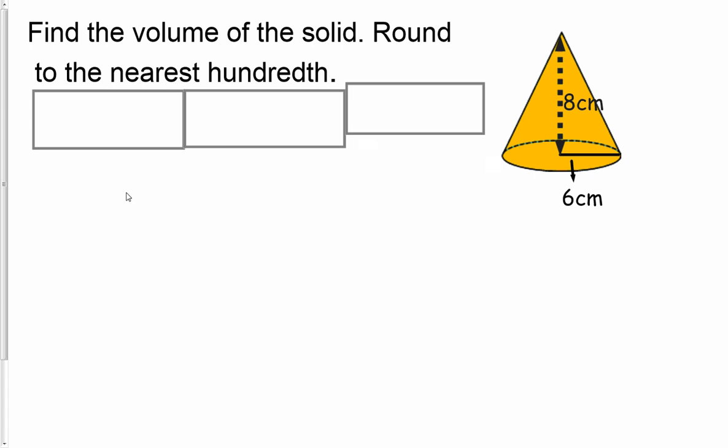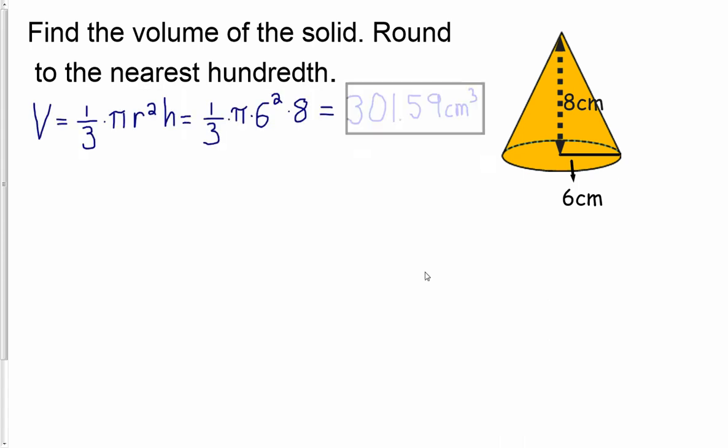One more of these. Try it on your own. And now that you've unpaused the video, 1/3 pi r squared height gives us 1/3 pi times 6 squared times 8, giving you 301.59 centimeters cubed.